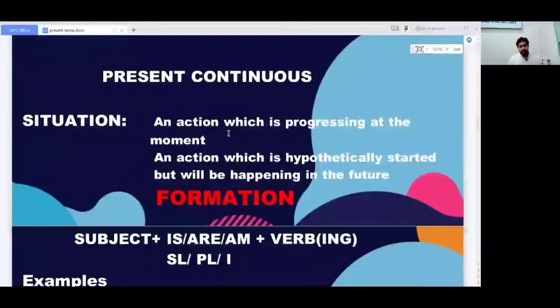And there is another instance we use. Look at the second instance where we use present continuous. An action which is hypothetically started, but will be happening in the future. For instance, I'll be going to the UK next year. So this can be spoken in present continuous as well.